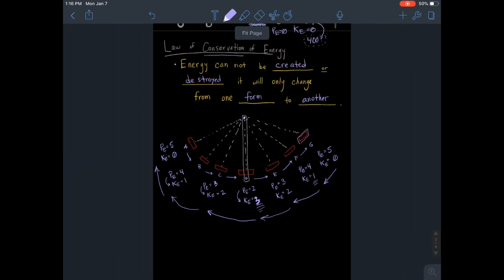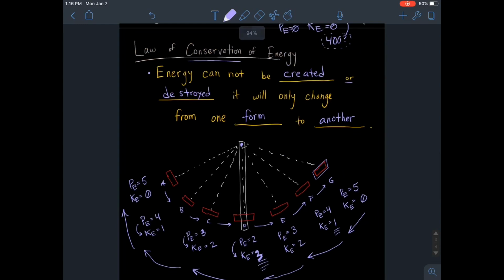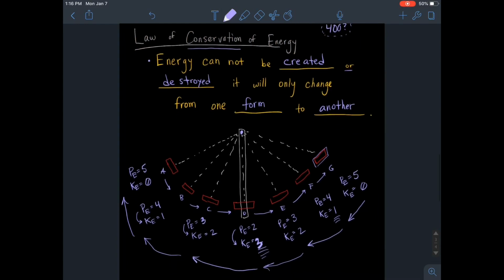So this is the law of conservation of energy. Energy cannot be created or destroyed. It will only change from one form to another between different types of potential and different types of kinetic. So we can even think about the fact like chemical energy in our food allows us to have kinetic movement energy. Or if we have chemical energy in our coal and natural gas that we burn, then we can have electrical energy in our home.